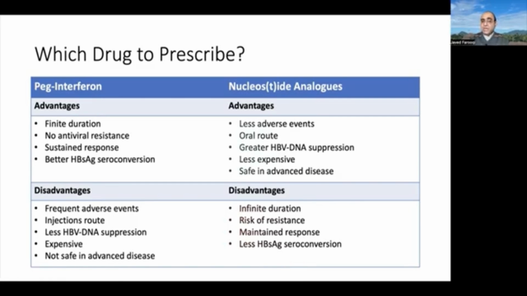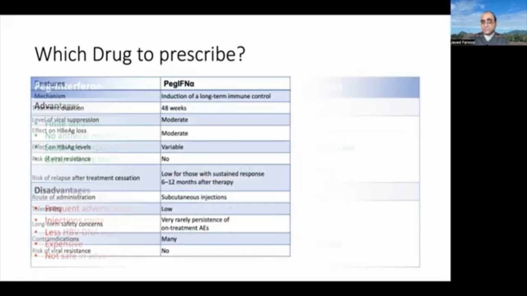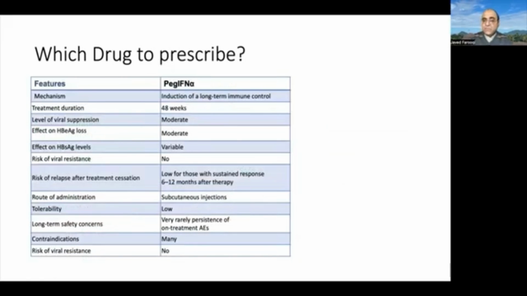So the advantages of the pegylated interferon become the disadvantages of the orals, and the advantages of the orals are the disadvantages of the pegylated interferon. That's the comparison between these two sorts of therapies. Which drug to prescribe?